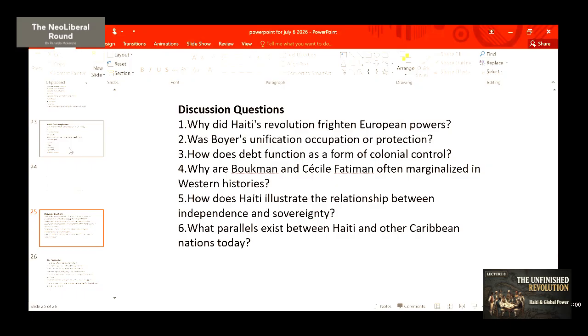So the struggle did not end in 1804. Haiti's independence remained under pressure through debt, diplomatic isolation, U.S. occupation, elite betrayal, foreign intervention, and modern forms of external control. The assassination of President Jovenel Moïse in 2021 deepened suspicions that Haiti's crisis is not simply internal.